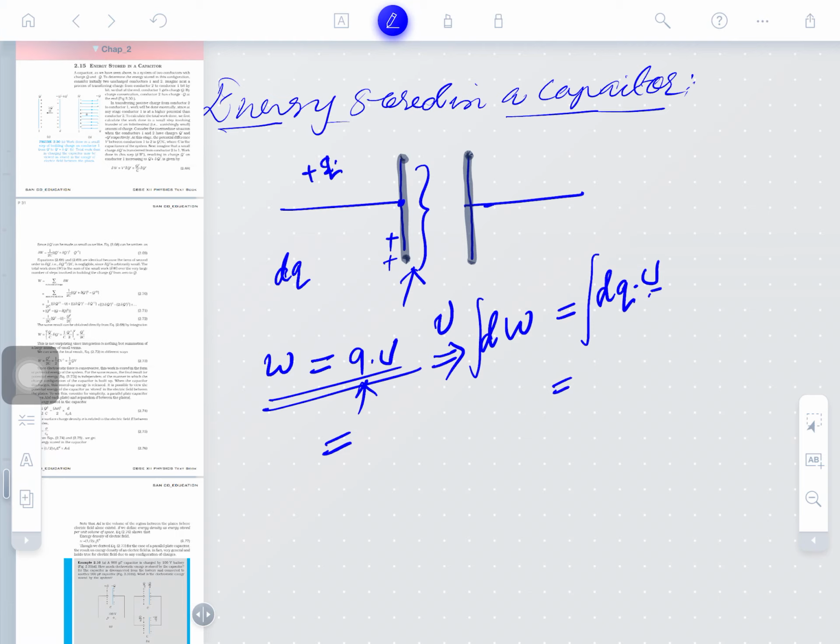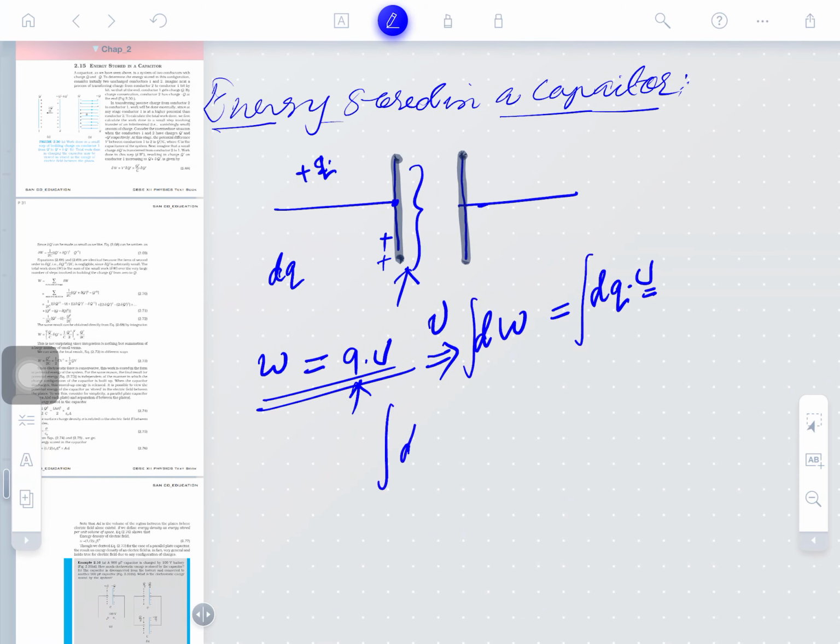So what will it be, please tell me? V can be written as what? C is equal to q by V. Is that clear? Or V is equal to Q by C also. So what can we write in place of V? We can write Q by C. Is that clear or not? So simply we will write del W equals V del Q, and in place of V we can write Q by C.